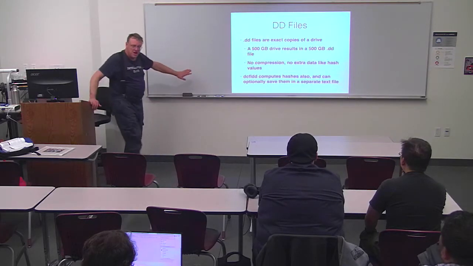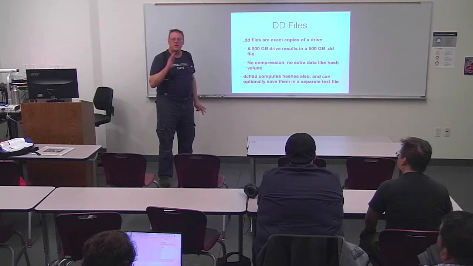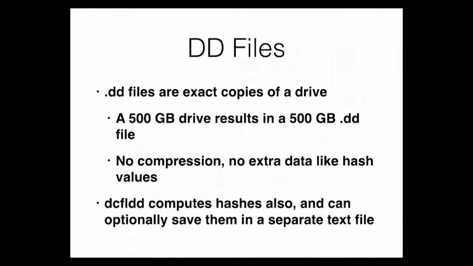And DD is, again, mathematically identical. This is the uncompressed file. This is what you get with the Unix tool DD. It just copies every bit, bit by bit, to another file. So you have a 500 gig drive, you get a 500 gig file. And really, all those other tools do is make the DD file and then zip it.